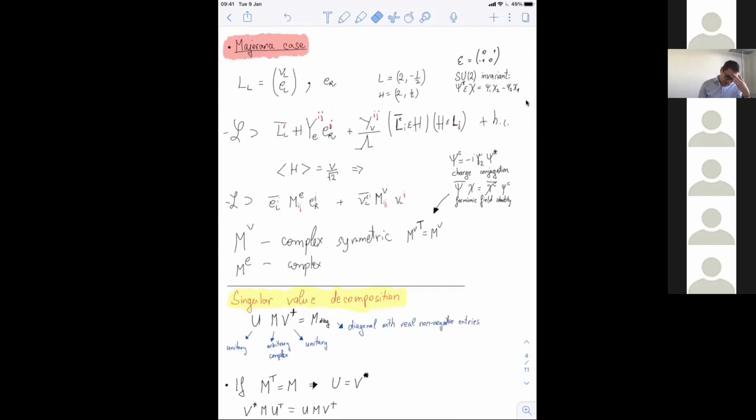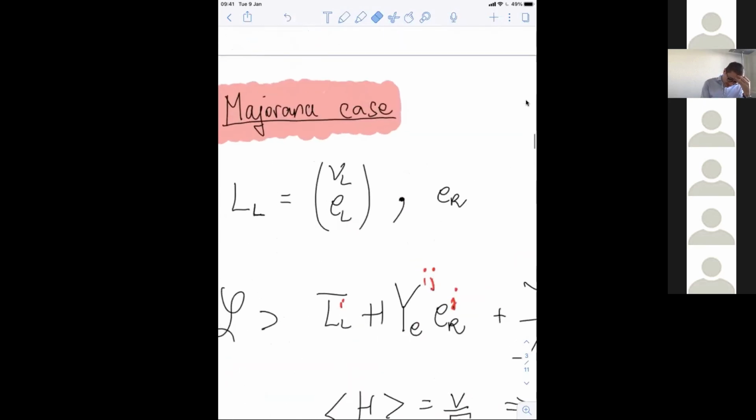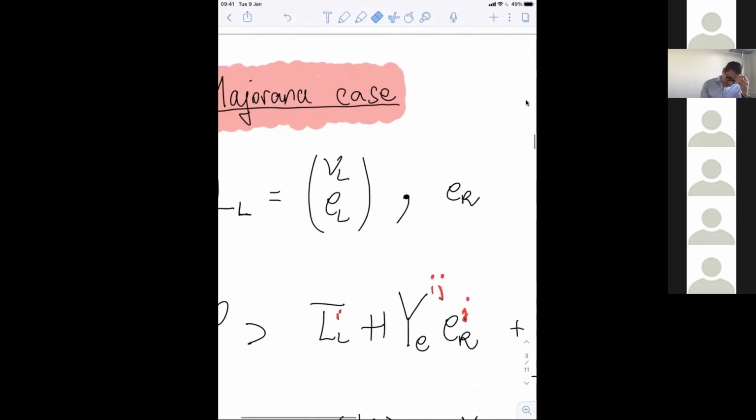Okay, so let's do the Majorana case. What is a Majorana case? Well, in the Majorana case, we don't have a right-handed neutrino.